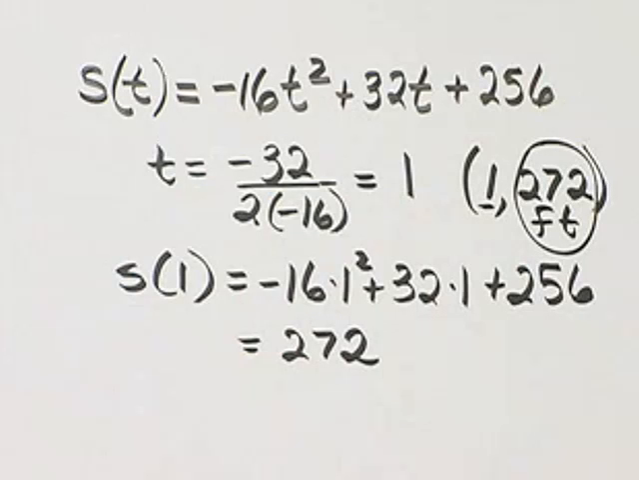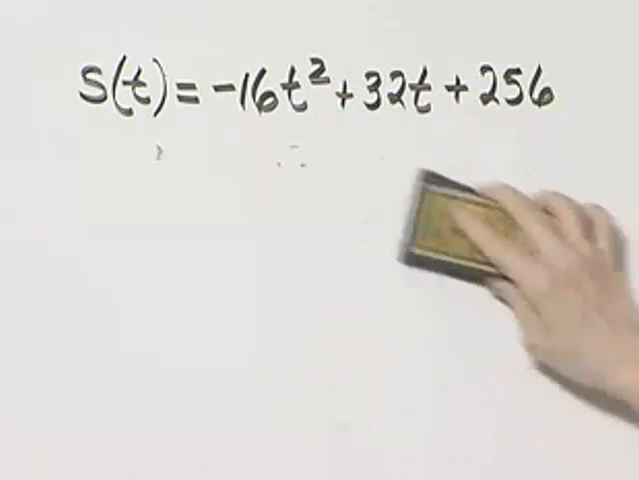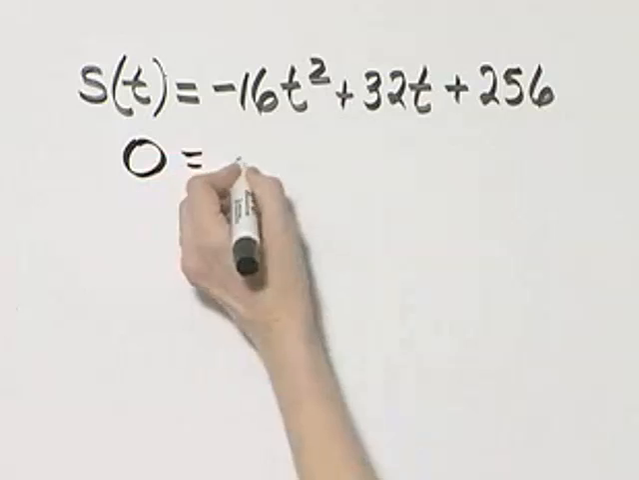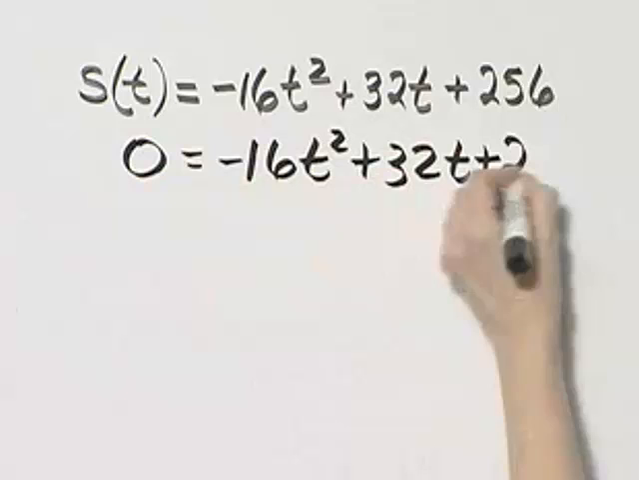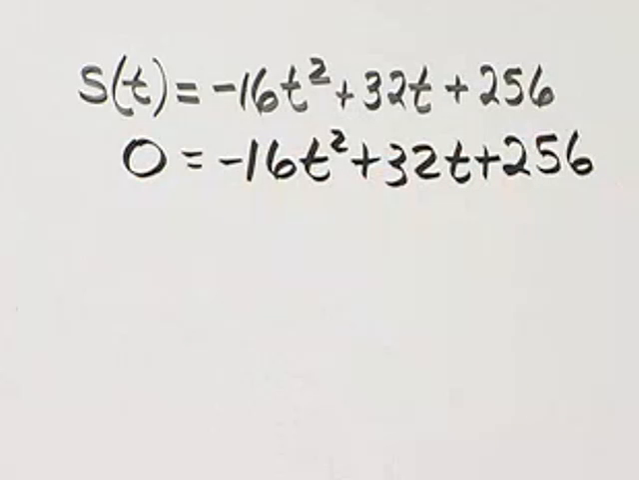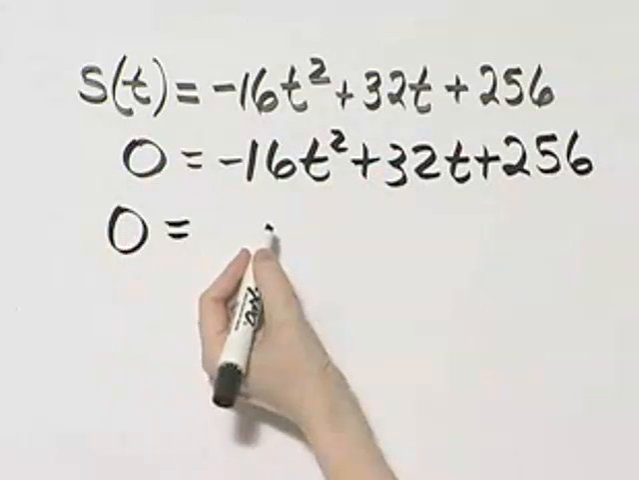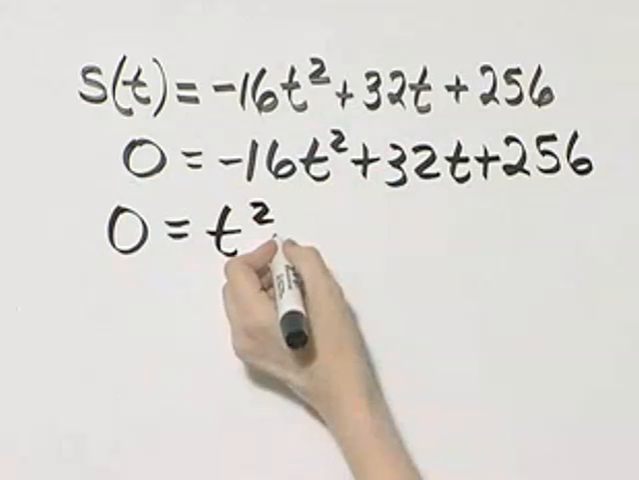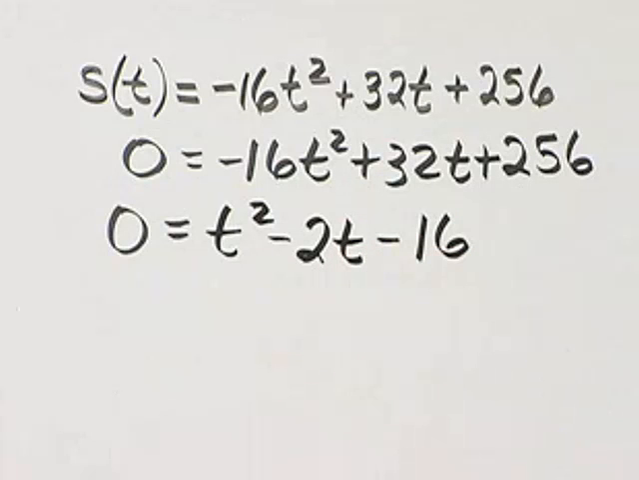Now let's find the time it takes the stone to hit the water. To find the time it takes the stone to hit the water, we want to know when the stone's height is 0. And the stone's height is 0 when this is 0. So I'm solving 0 equals negative 16t squared plus 32t plus 256. Now there is a common factor of negative 16 throughout, so I'll divide every single term by negative 16. So that's 0 equals t squared, this divided by negative 16, that's minus 2t, and this divided by negative 16, that's minus 16.